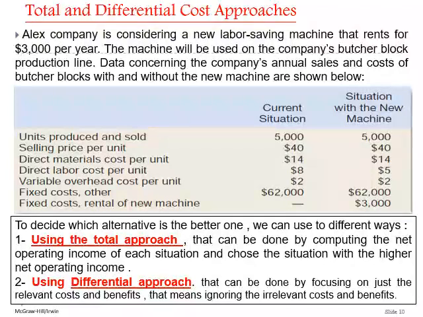في الحالة دي يا جماعة, when we are using a differential approach, we are concerned with the relevant costs and benefits. بركز على التكاليف والمنافع الملائمة فقط, and we are ignoring the irrelevant cost and benefit, وبتجاهل التكاليف والمنافع غير الملائمة. To do that, let's see the next slides.